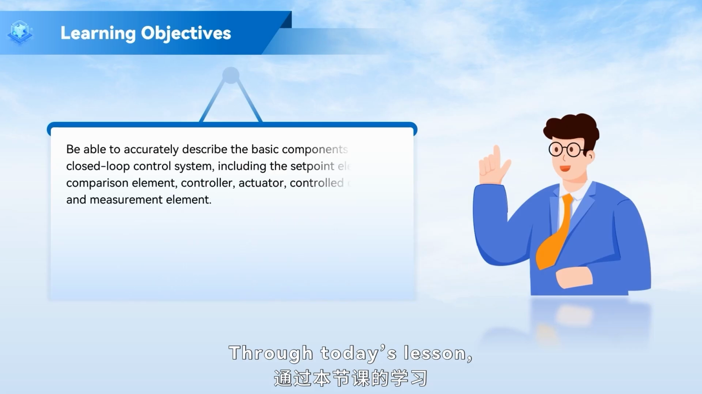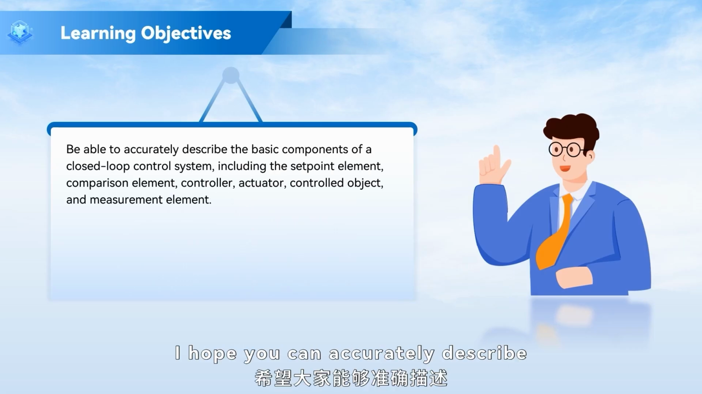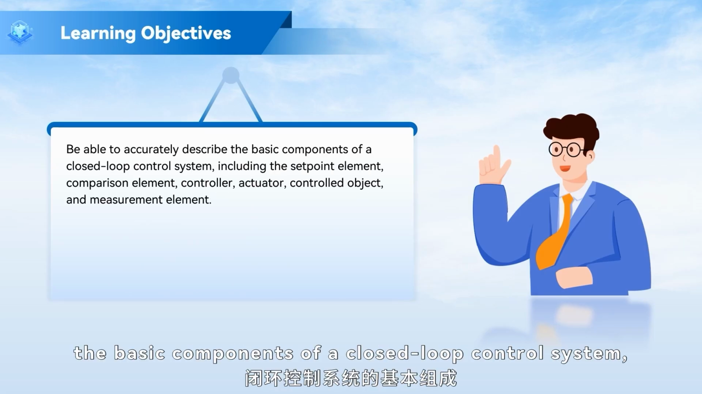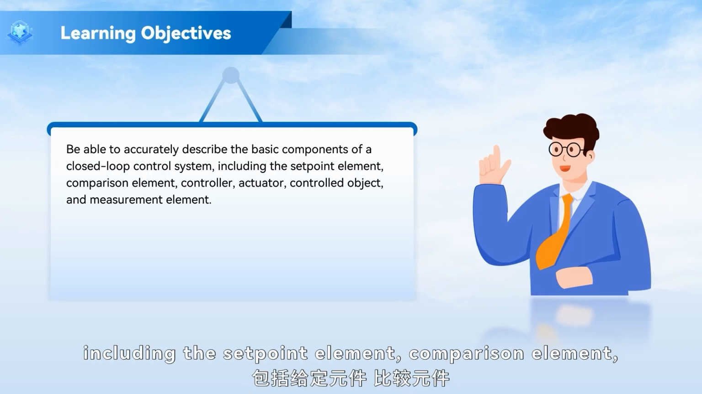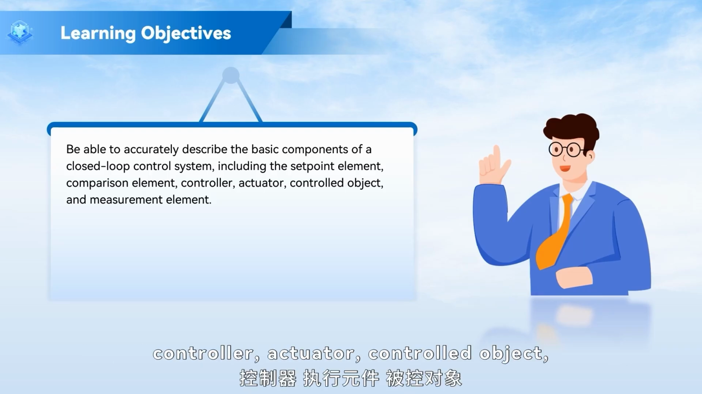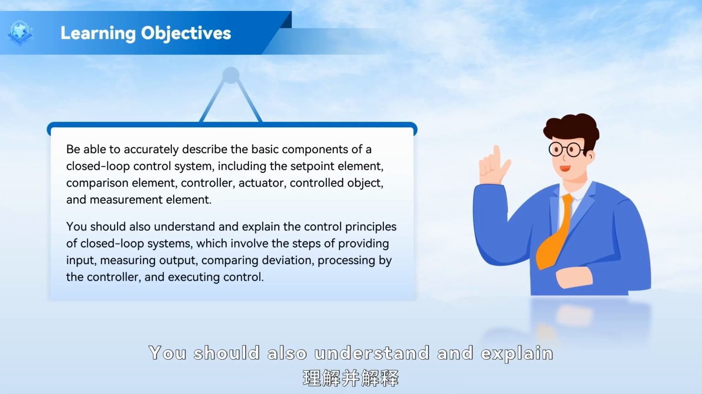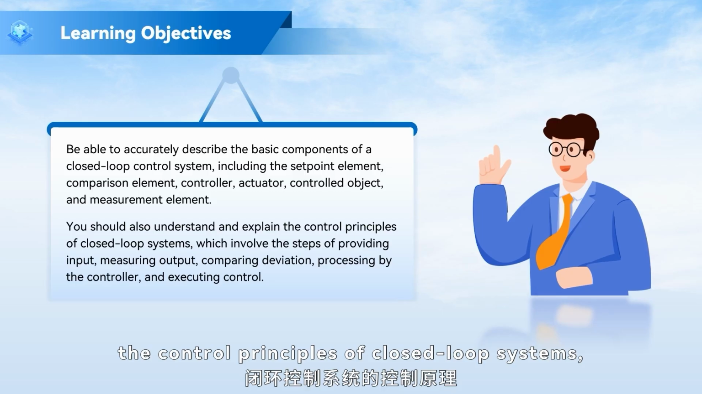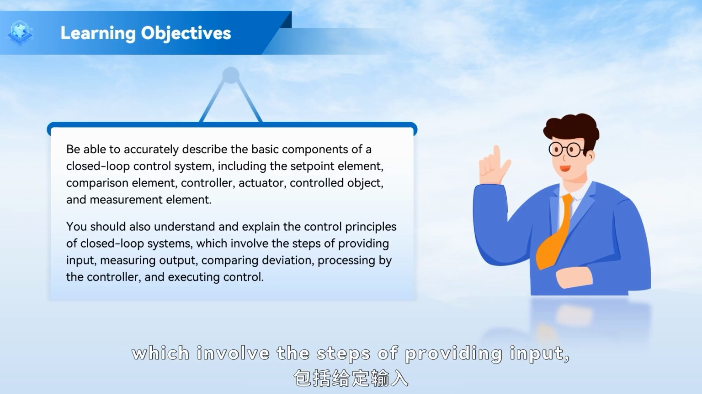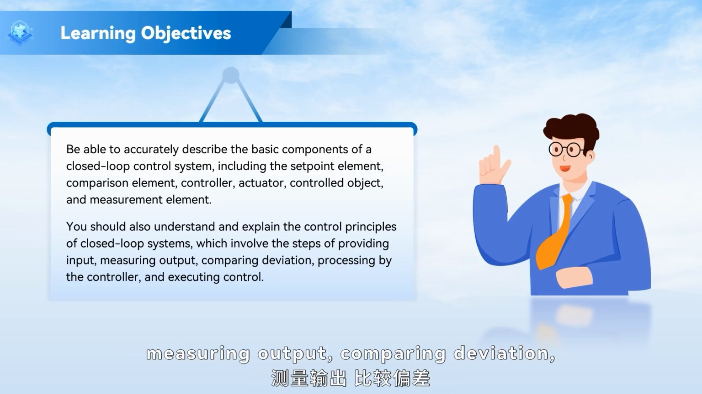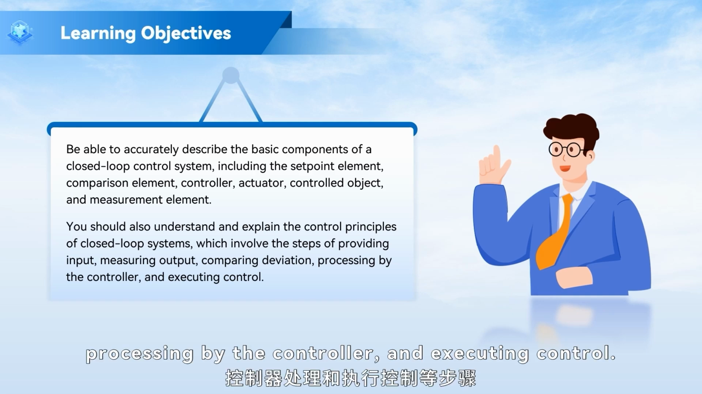Through today's lesson, I hope you can accurately describe the basic components of a closed-loop control system, including the setpoint element, comparison element, controller, actuator, controlled object, and measurement element. You should also understand and explain the control principles of closed-loop systems, which involve the steps of providing input, measuring output, comparing deviation, processing by the controller, and executing control.